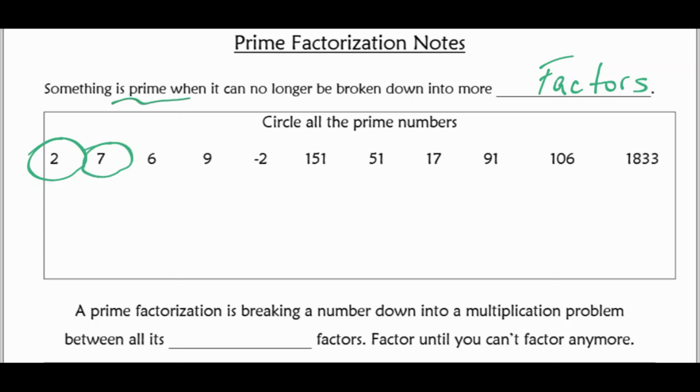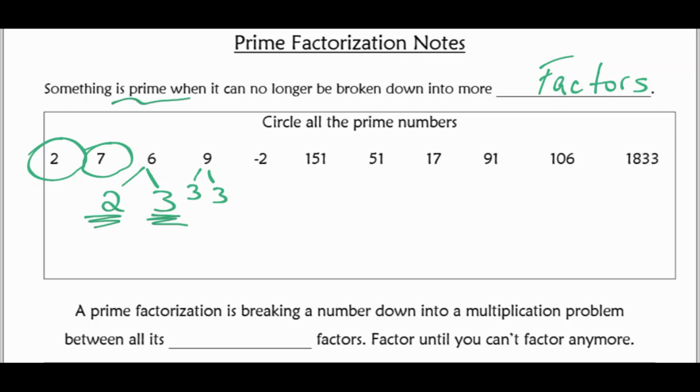6 is different. That breaks down into 2 and 3. 2 and 3 are both prime, so that's as far as we can go with that little factor tree. It's basically just breaking it down into what multiplies to give you that, but that tree can't go any farther because 2 and 3 are both primes. 9 can also be broken down. So that's not a prime number. That can break down into 3 and 3.